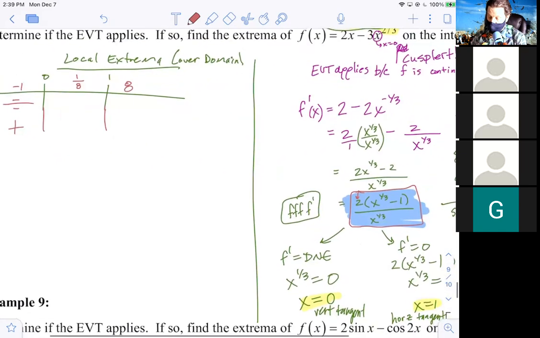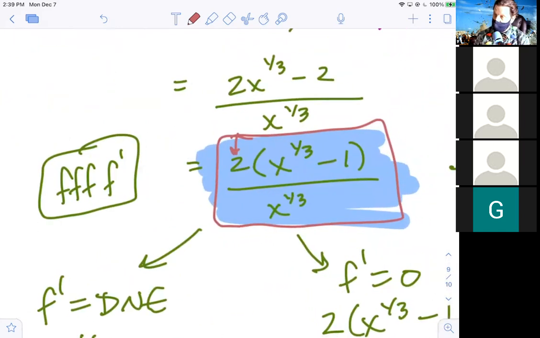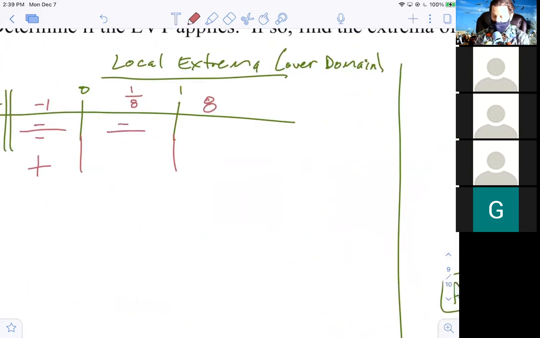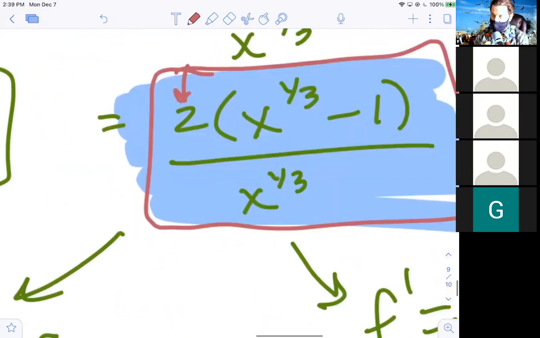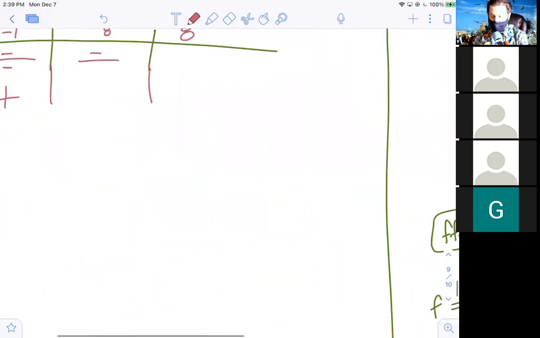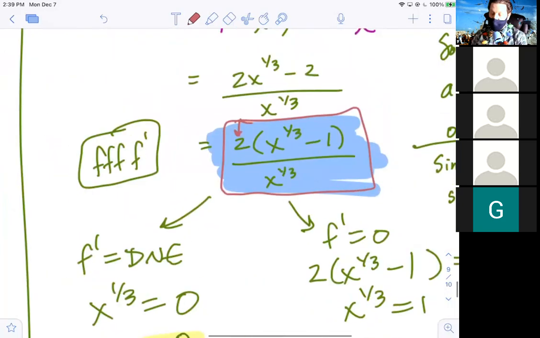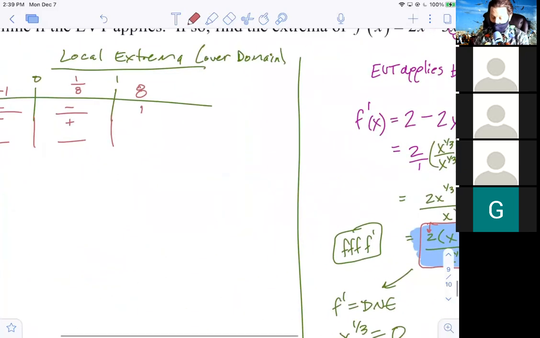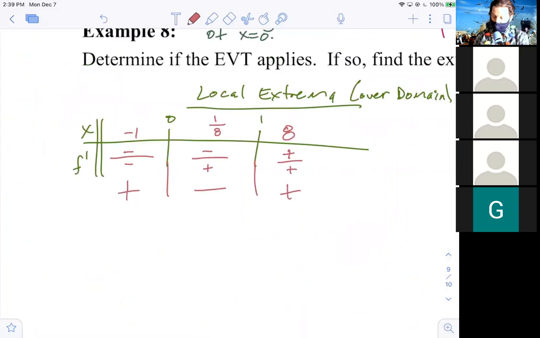All right, let's plug in a 1/8. The cube root of 1/8 is 1/2. 1/2 minus 1 is positive or negative? Negative, yep. And on the bottom, the cube root of 1/8 is positive. So a negative divided by positive is negative. And then plugging in an 8, finally, the cube root of 8 is 2. 2 minus 1 is positive. And on the bottom, the cube root of 8 is positive. Positive is positive. Okay? Now, the -1, the 1/8, and the 8 have served their purpose.